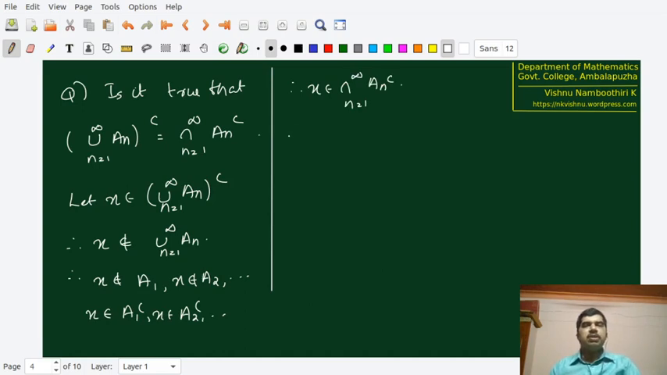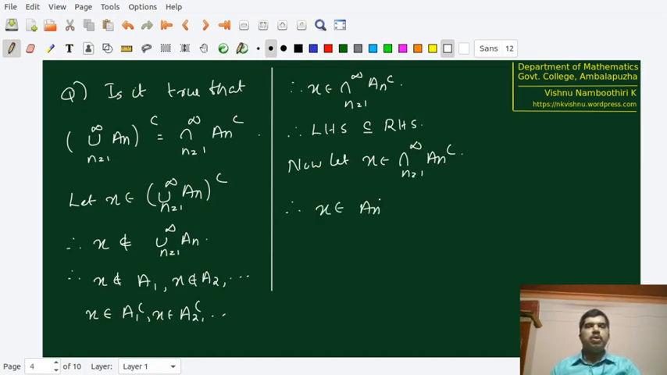Therefore we have shown that the left hand side of this equality is a subset of the right hand side. Now to see the converse, the other side, choose x from the right side. Let x come from the intersection over n equal to 1 to infinity of An complement. Therefore x belongs to An complement for all n equal to 1, 2, 3, etc. Therefore x is in all An complement, which means that x is not in An for any n. That means x is not in A1, x is not in A2, etc.